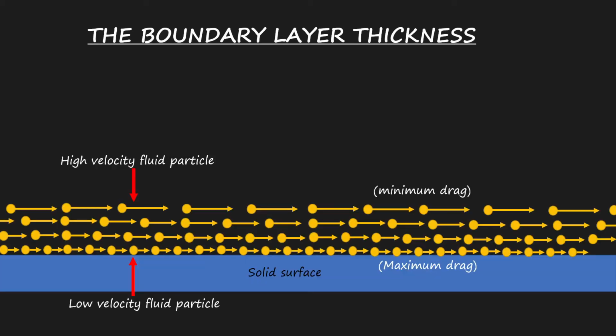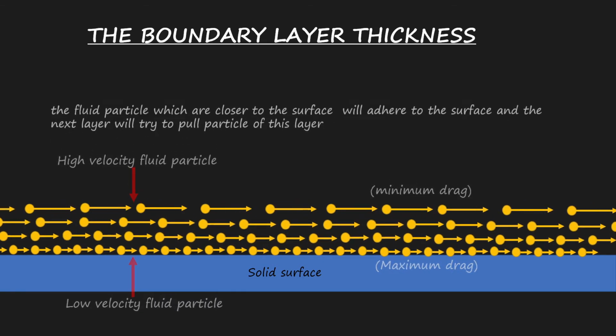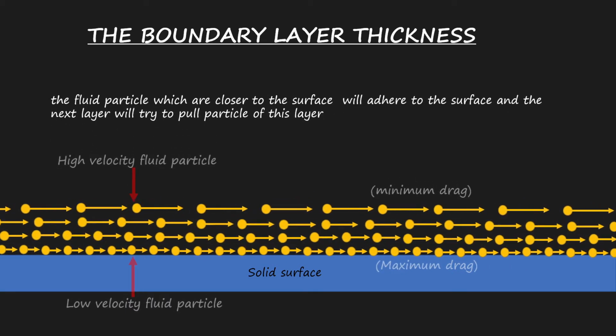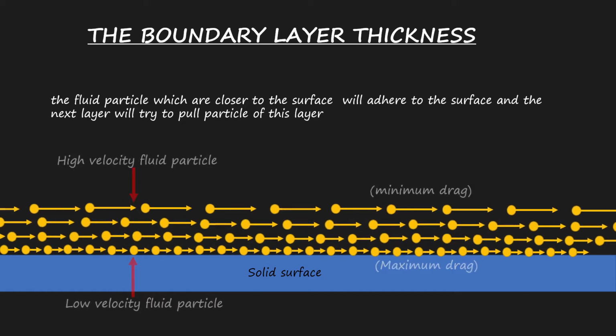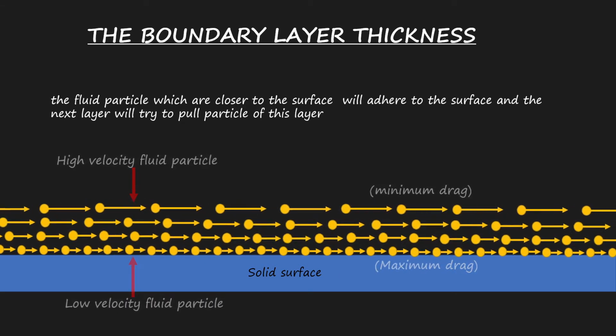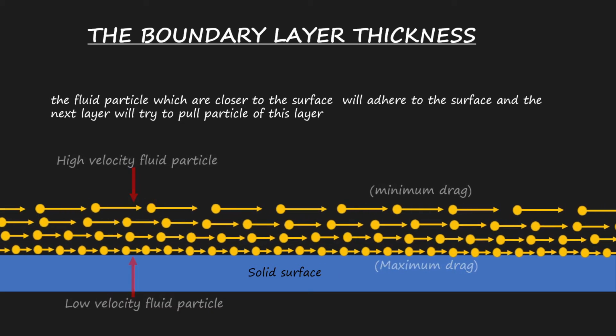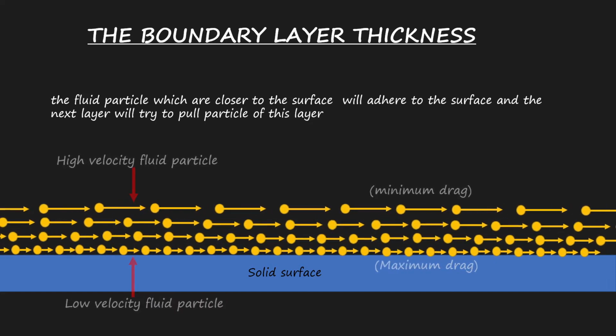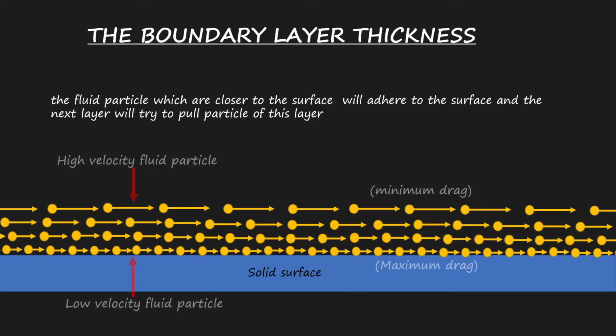To understand the improved design of his turbine, we need to understand a key concept called boundary layer thickness. Consider any fluid flowing over a surface. The fluid particles which are closer to the surface will adhere to the surface and the next layer will try to pull the particles of this layer. In this way, you can clearly observe a velocity variation.